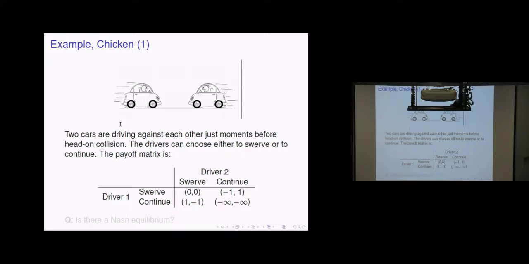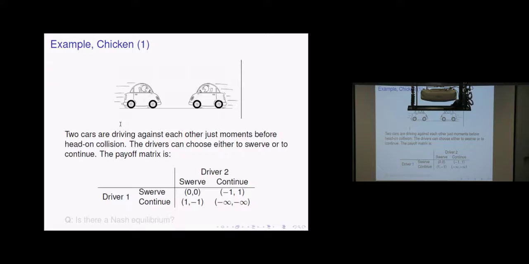Now if one person continues and the other swerves, the guy who continues gets the advantage, because he just drives through and gets reward 1. The other one has to make way, so the other one gets negative 1. And the same here: suppose the first driver swerves and the second driver continues, then the first driver gets negative 1 and the second driver gets 1. Is the setup okay?